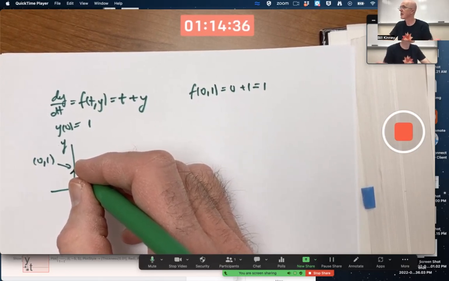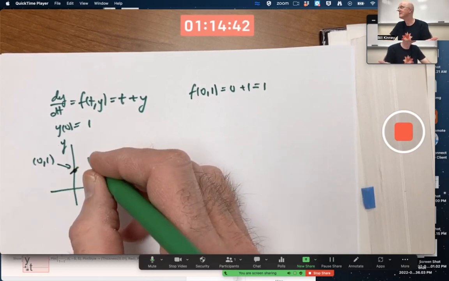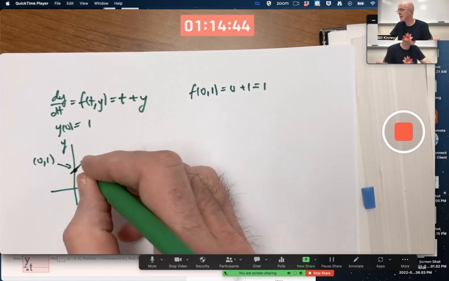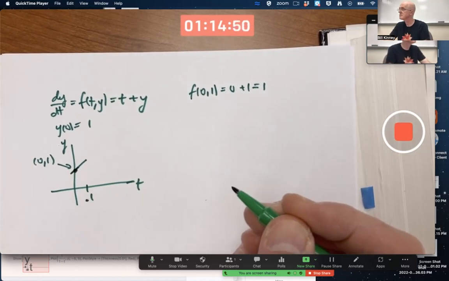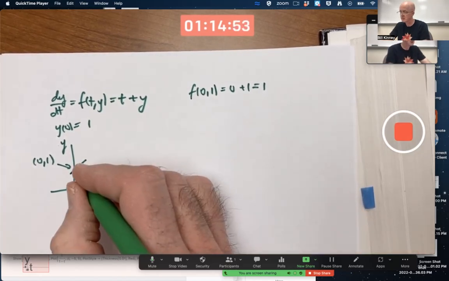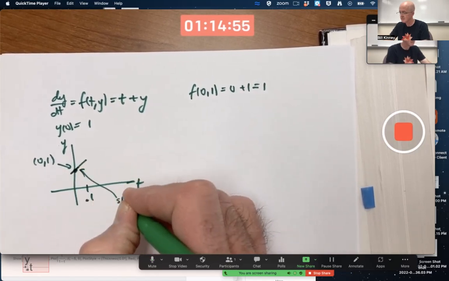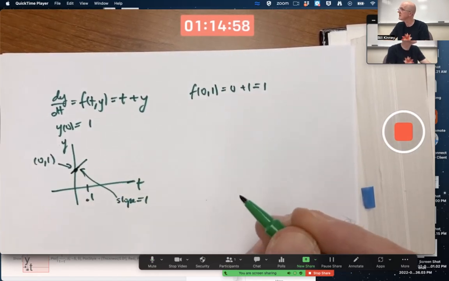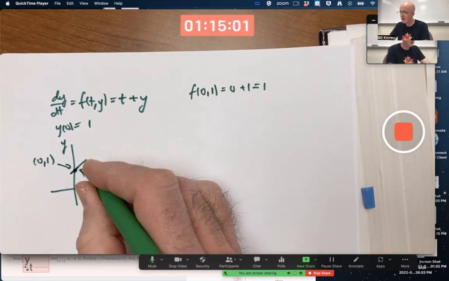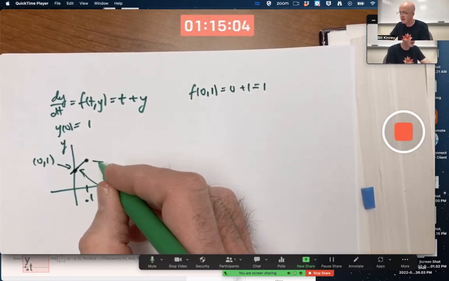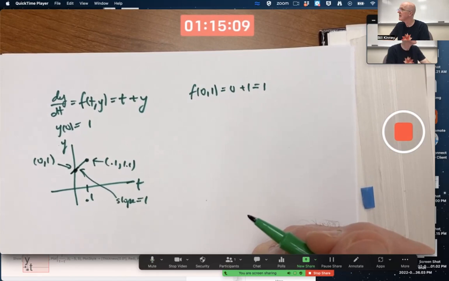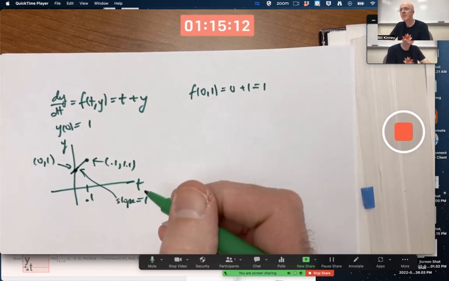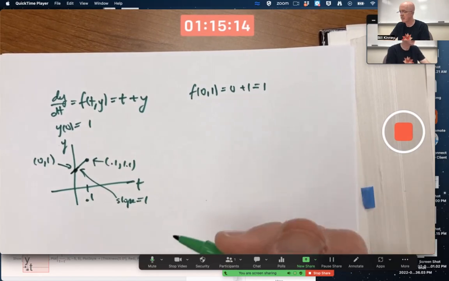Tangent lines approximate curves, nice curves at least. Why not use the tangent line to approximate the solution? At least for a short amount of time. Maybe out to t equals 0.1. The slope of this is 1. If I go out to t equals 0.1 with a slope of 1, the coordinates of this point are going to be (0.1, 1.1), right? Because I increased t by 0.1 and the slope is 1, so y's got to increase by 0.1.